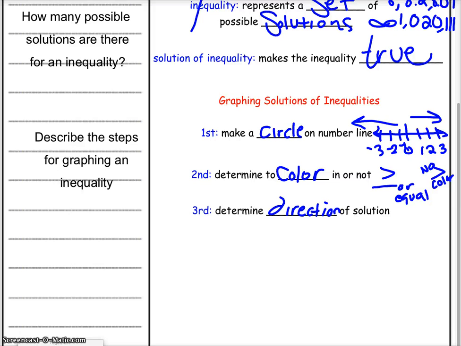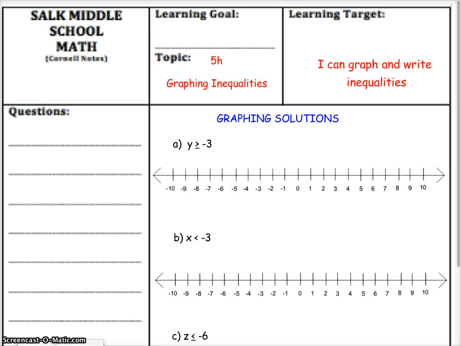Okay, next page. We're going to do a couple examples. Here I have the number lines given for you. So make a circle, determine if you color it in, and then put your arrow. Circle, color it in or not, an arrow, okay? So here I have y is greater than or equal to -3. So I make a circle at -3. Do I color it in? Yes, because there's a line under here, so that means color it in. And I'm bigger than. Does bigger than go to the right or the left? Right. Bigger than goes to the right, and that's how I make my inequality.